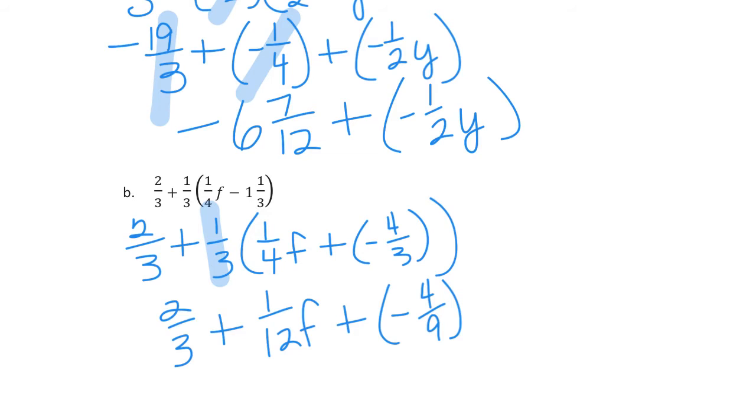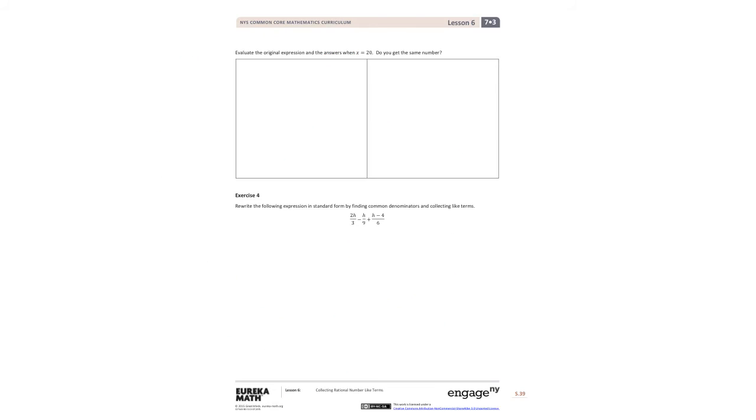Then I look to see what I can combine. These two do not have variables, so they can be combined. And then 1/12 f can't be combined with anything else because nothing else has an f with it. So 1/12 f plus 2/9. Okay, we're going to skip over example 4 and go ahead and go to the next page.